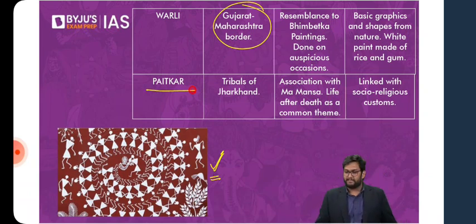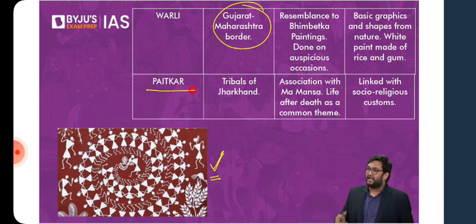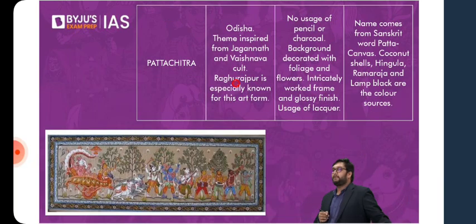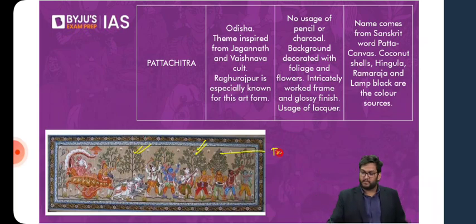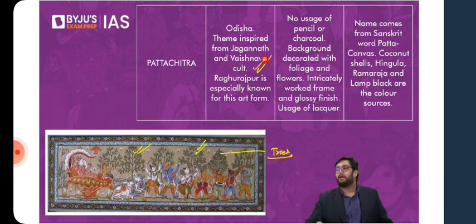Ma Mansa is associated with the temple of Ma Mansa there. But it is very common in the Jharkhand sector. Remember Jharkhand and Patkar. Thereafter, Patachitra, Odisha. Beautiful tradition. It has a lot of emphasis on foliage, they make trees quite a lot. It is linked to the Jagannath Puri and the Jagannath Puri Vaishnava tradition, what we call it, in Odisha itself.